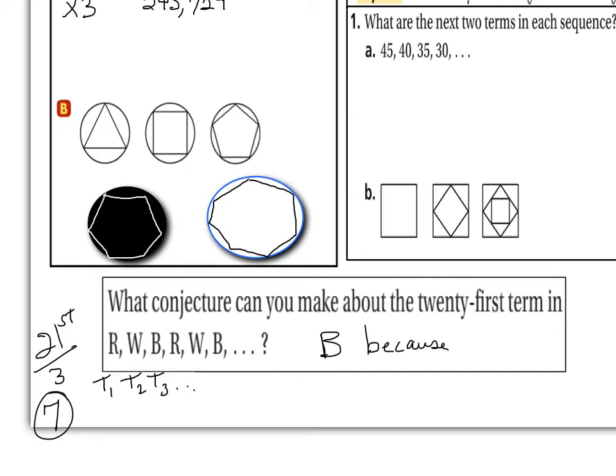because every third term is a B, and 21 divided by 3 is 7. So it's going to end up being perfectly on the letter B. That's a conjecture. You were able to make a conclusion from the information that you had there.